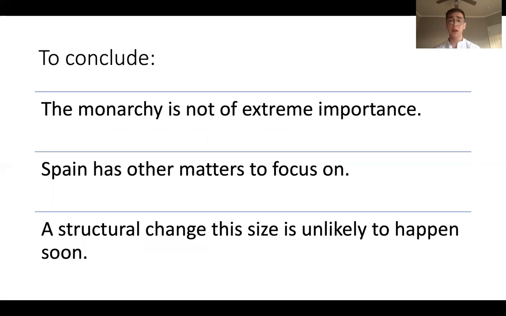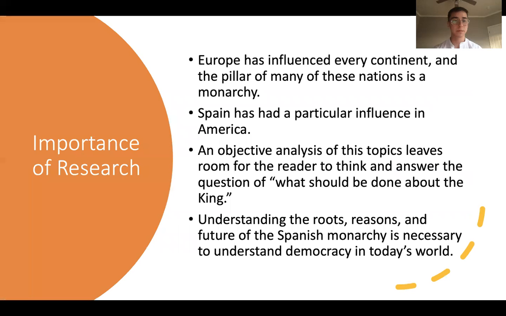To conclude, the monarchy is not of extreme importance in Spain, and Spain has other matters to focus on, like unemployment rates, which almost reached 20%. Also, the global pandemic, of course, and political corruption, which has been present in the last years. And a structural change this size is unlikely to happen anytime soon.